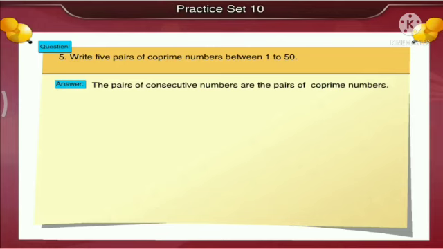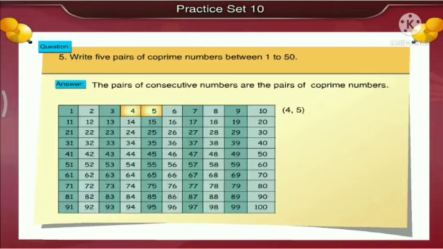Clear, student? Now let us see. Now the first pair is 4 and 5. Then 18 and 19. Now the next pair is 21 and 22. Then the next one is 31 and 32. Then the next pair is 45 and 46.